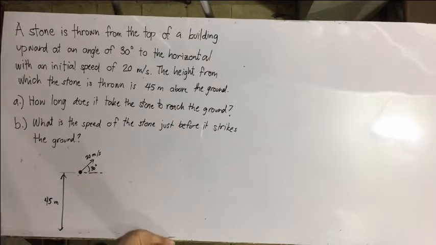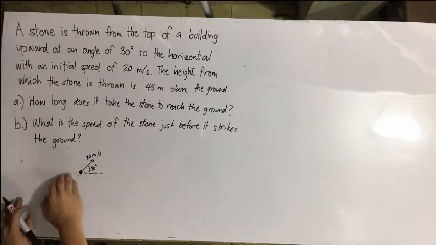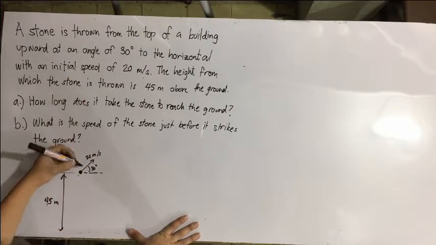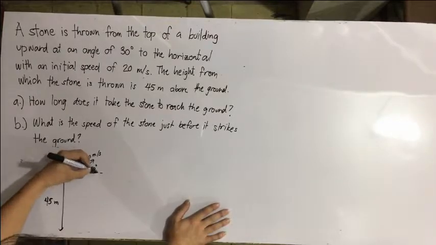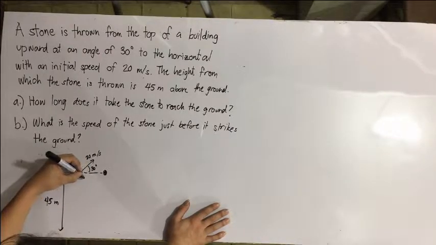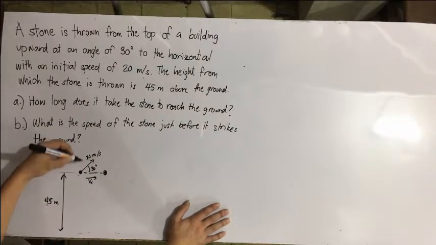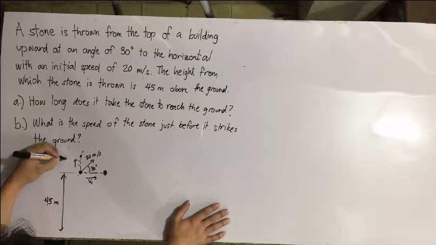So remember that when dealing with projectile motion problems, it's like analyzing two different motions, one on the x-axis and one on the y-axis. So we imagine that the stone, idealized as a particle in this solution, is moving along the x-axis at a speed of vx, and moving along the y-axis at a speed of vy.